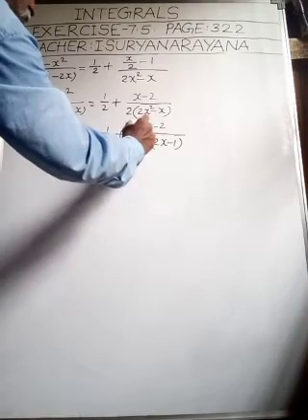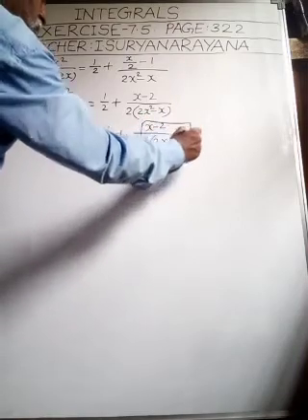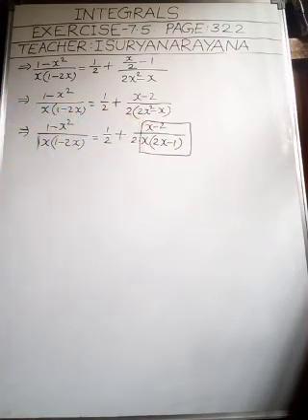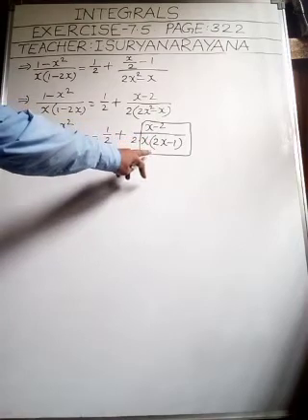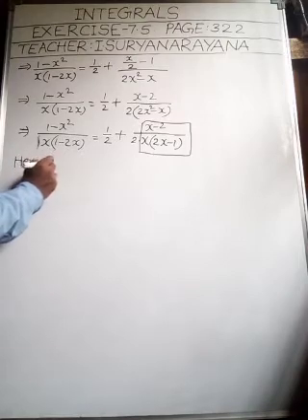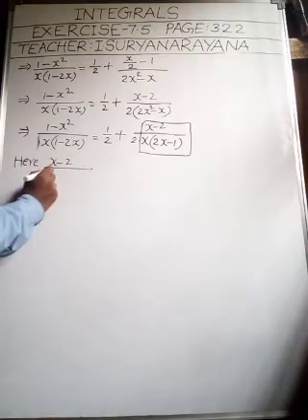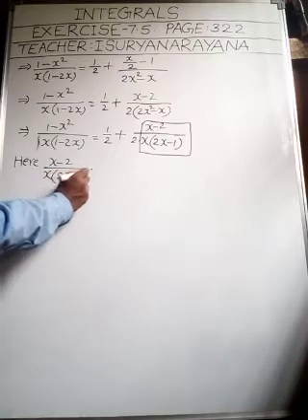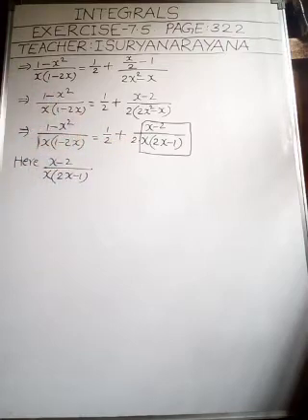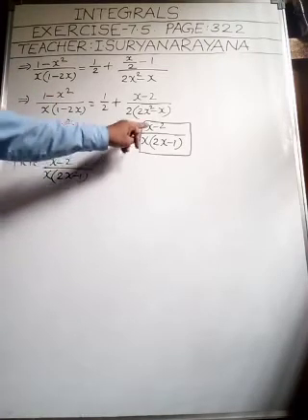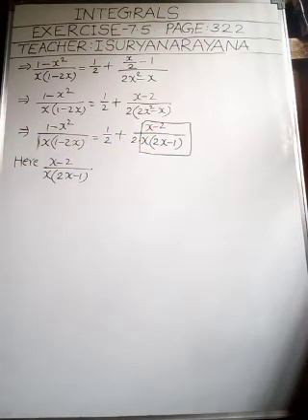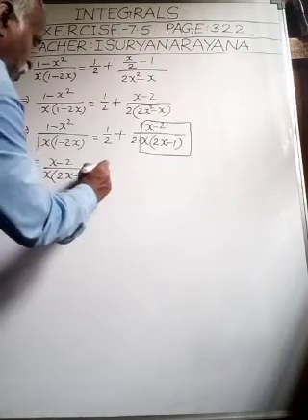Right. Now if you observe this part, this is a proper rational function. Then we can write partial fractions for this proper rational function. Here x minus 2 by x into 2x minus 1. I am not taking this numerical coefficient, my children. I am taking that one later. I am taking only this part. x minus 2 by x into 2x minus 1 is a proper rational function.